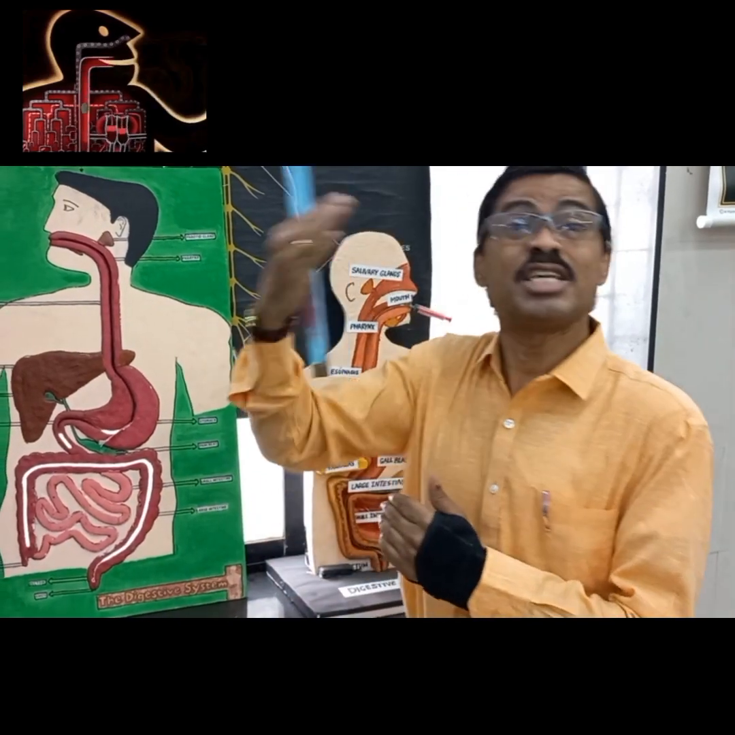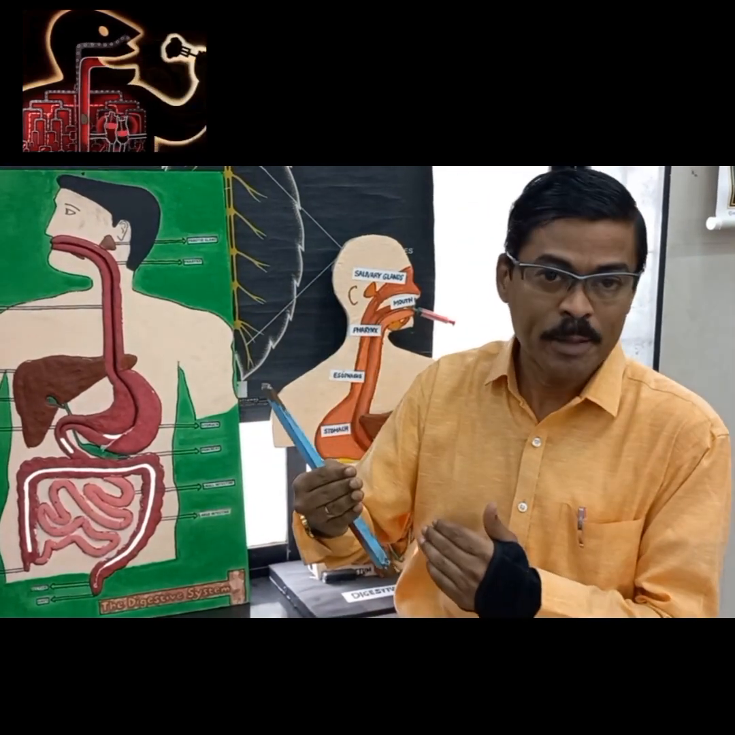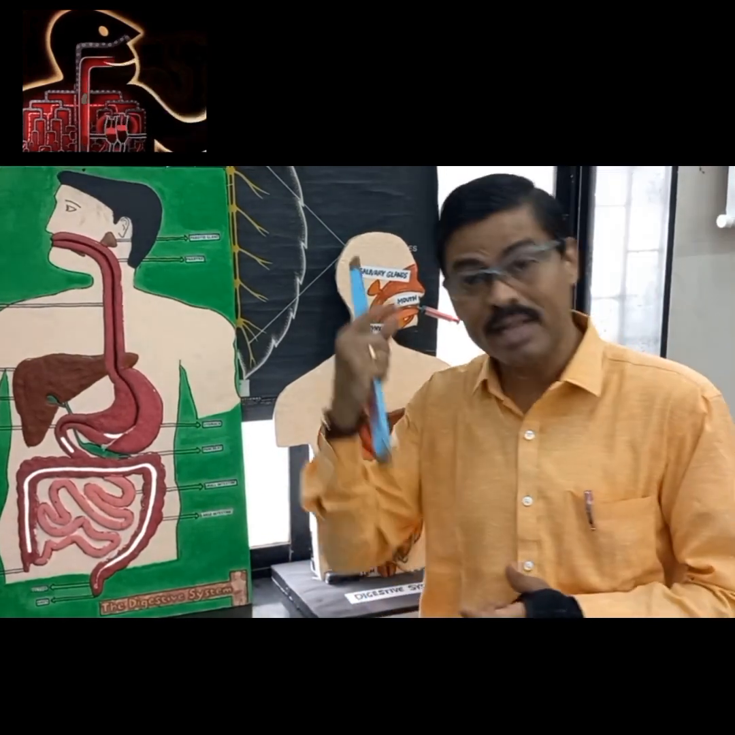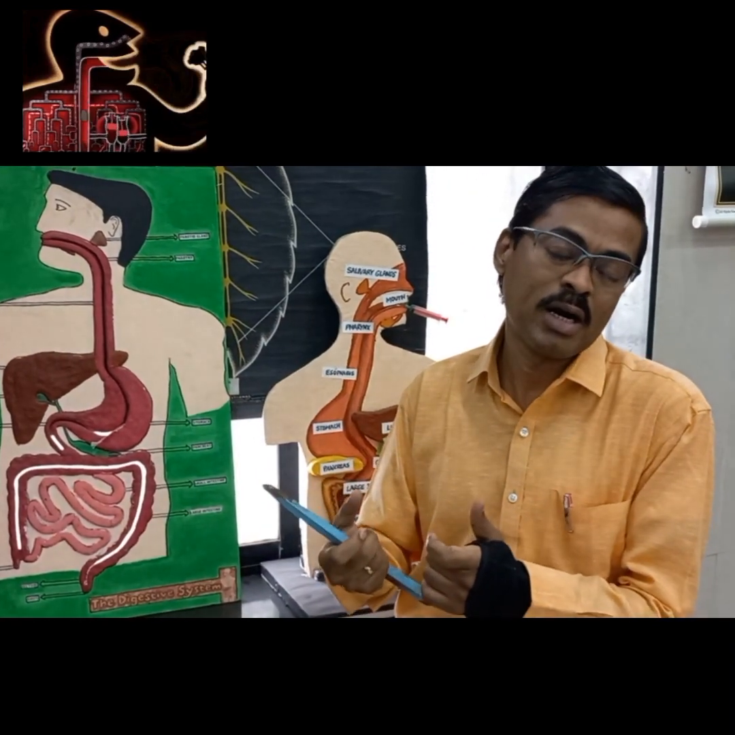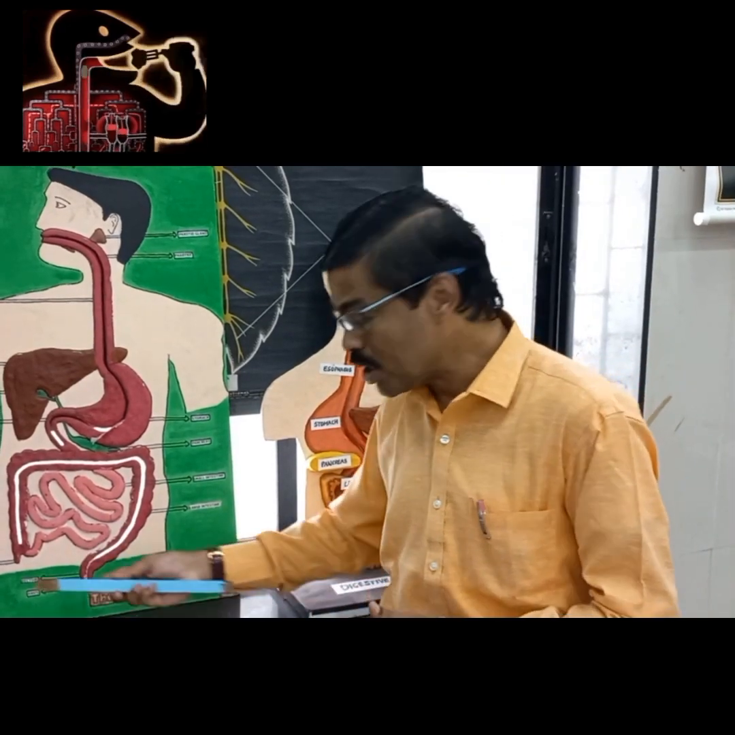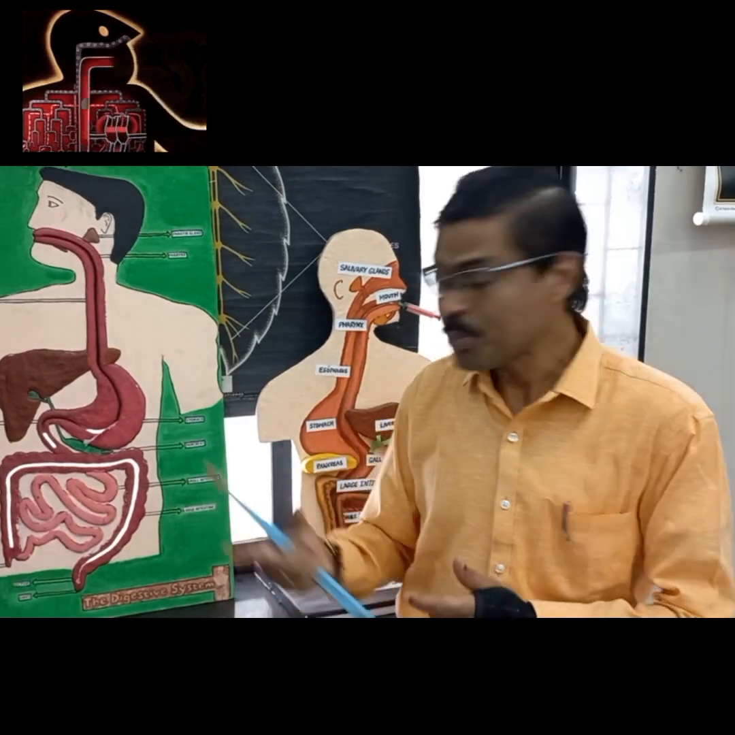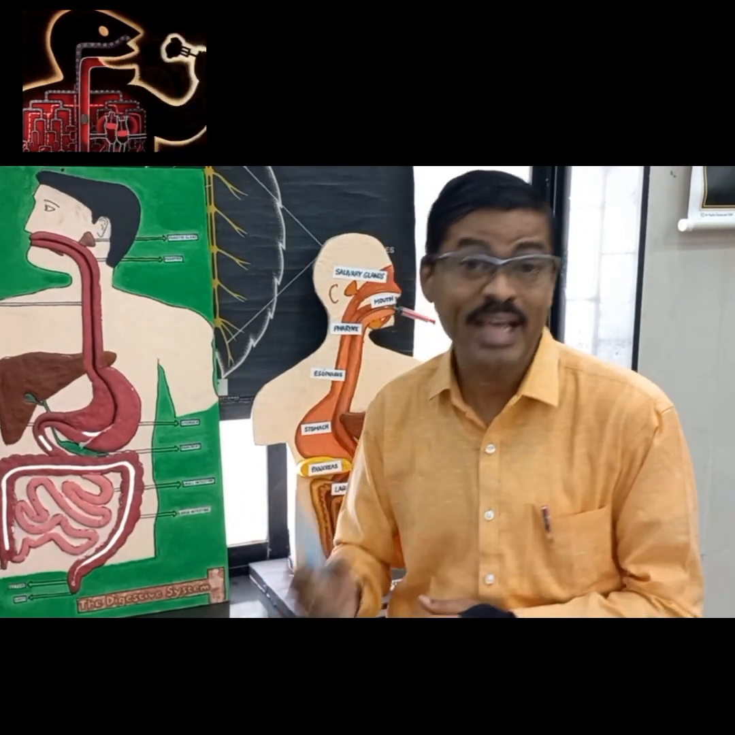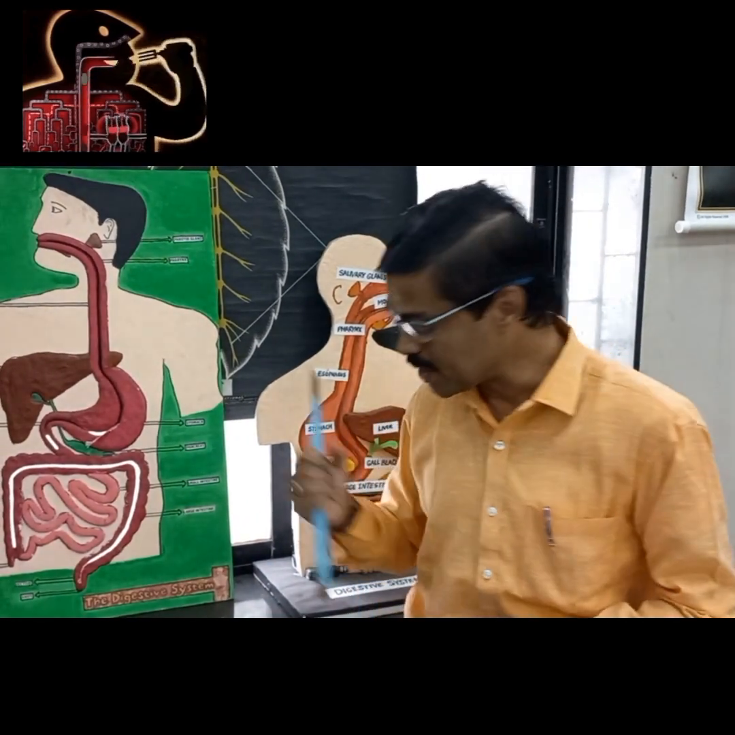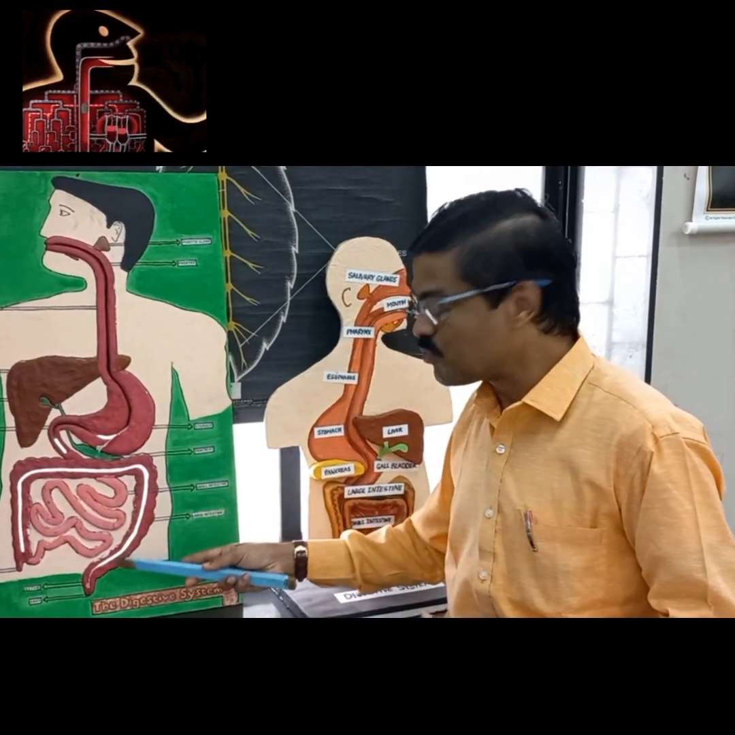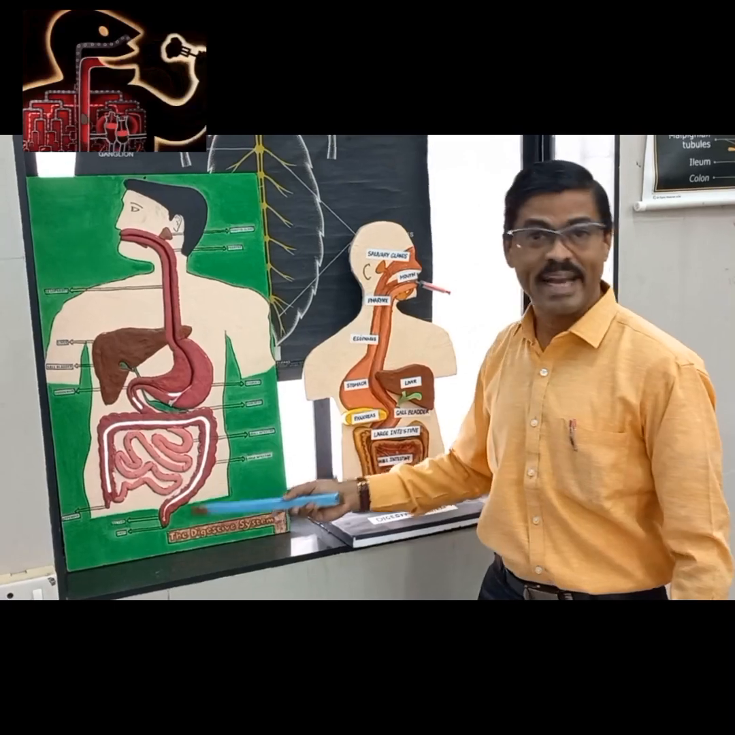And our ancestors ate raw food. Presently we cook the food on a gas stove and then eat it, but earlier our ancestors used to eat raw food. So this appendix helped in digestion of this raw food. Now it is non-functional, or we can say it is a vestigial organ. Clear?